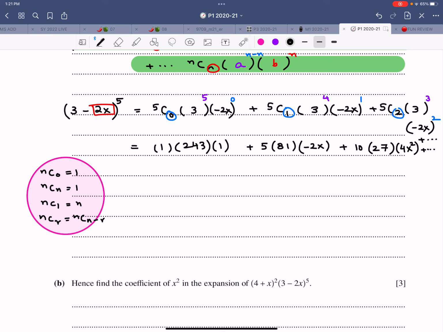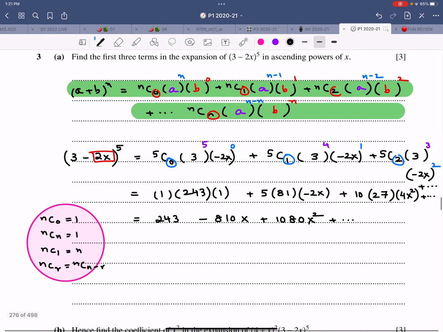So now multiply everything out. This is 243, the first term, since 3 raised to the power of 5 is 243. 5 into 2 is 10, and this is minus 810x. And this one is 10 into 27 into 4, so 27 into 4 into 10, that is plus 1080x square. So these are the first 3 terms.